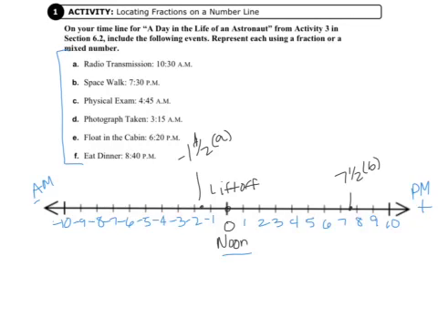So that makes it at -7 and 1/4. So we need to label that. -7 and 1/4 is letter C.